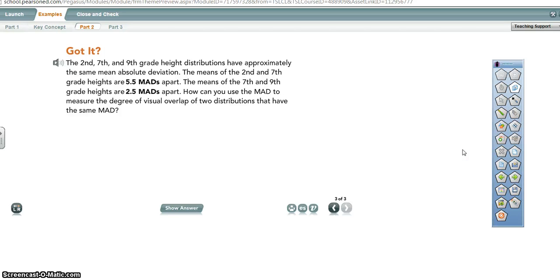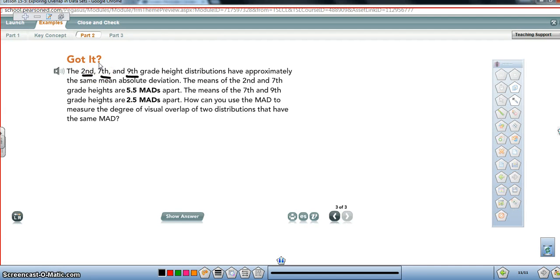So we have second graders, seventh graders, and ninth graders. They've all had a mean absolute deviation of about 2. But the second graders compared to the seventh graders were 5.5 mean absolute deviations apart, and the seventh graders compared to the ninth graders were 2.5 mean absolute deviations apart. What can the mean absolute deviation tell you about how much overlap there is?